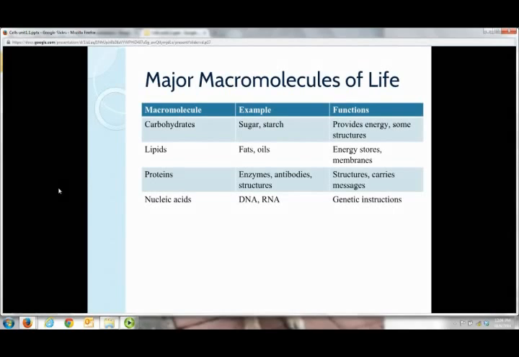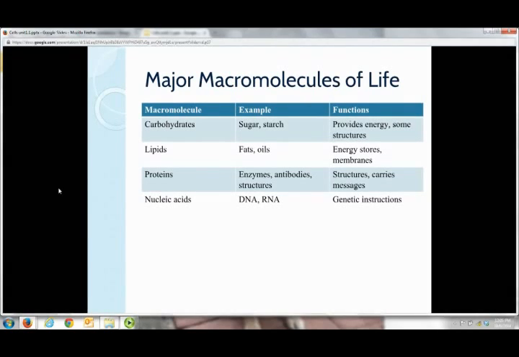In life, we have four major macromolecules that are going to make up all of the substances that we find in different organisms. The first one is the carbohydrates. Some examples are sugars and starches. This is what living cells use to provide energy and also make some of their structures. Your lipids are your fats or oils. Cells use these to make your energy stores and also create membranes.